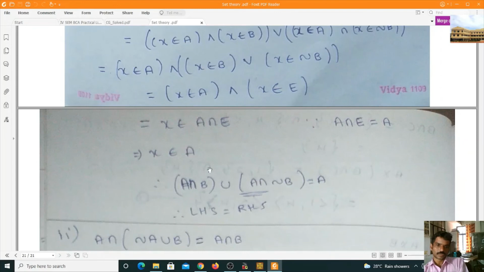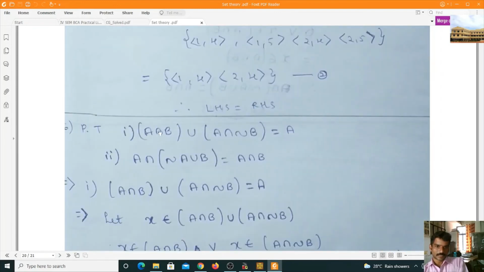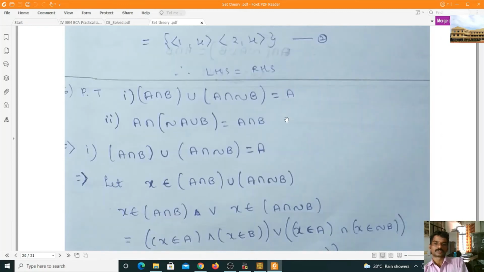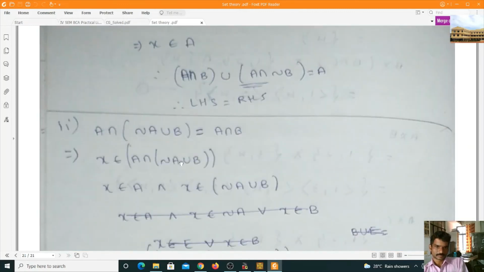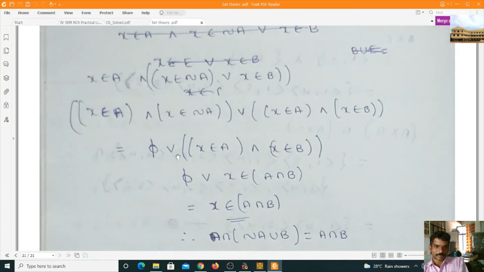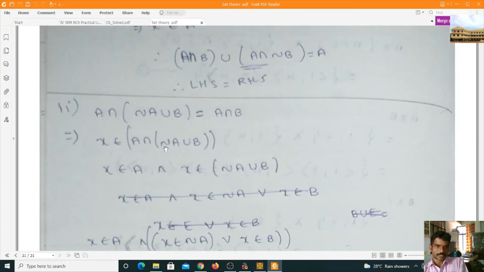So this is what we proved. Consider an element that belongs to LHS, and we proved that the same element belongs to the RHS. Now a similar type of problem that we can prove here: A intersection not A union B equal to A intersection B. We'll consider X belongs to this particular set.